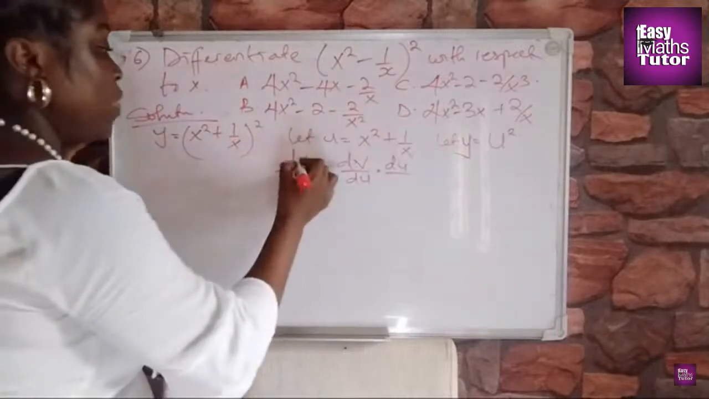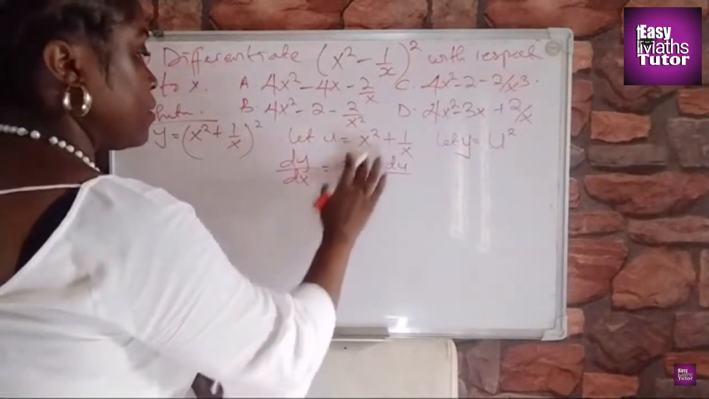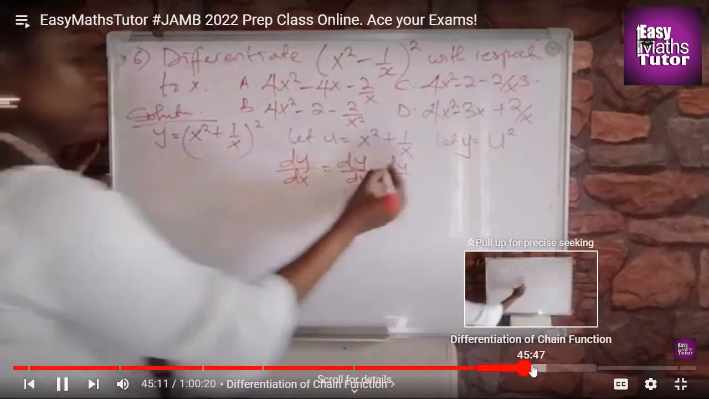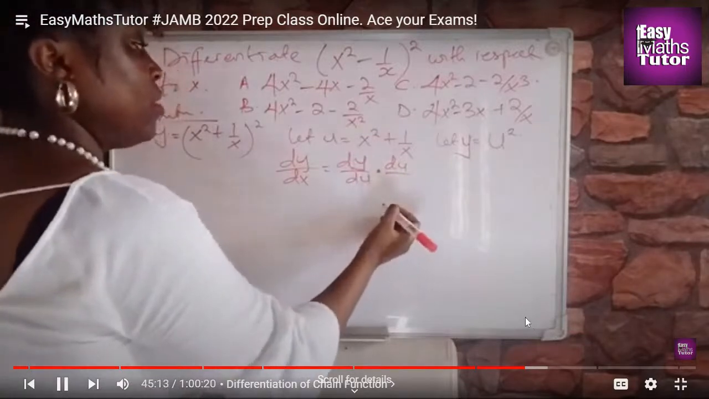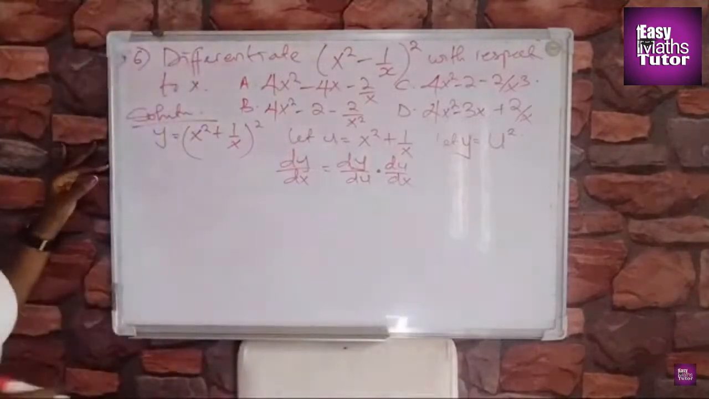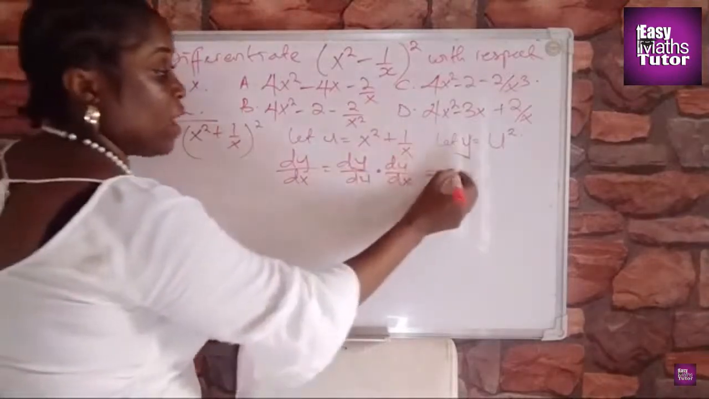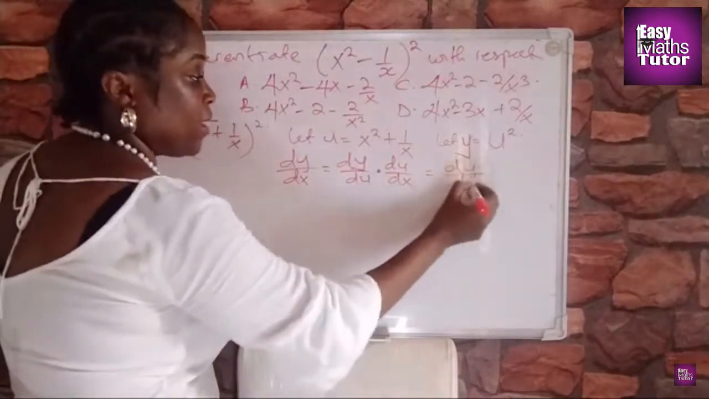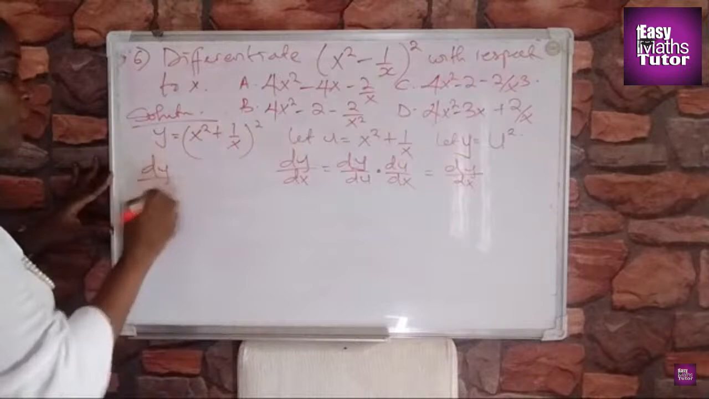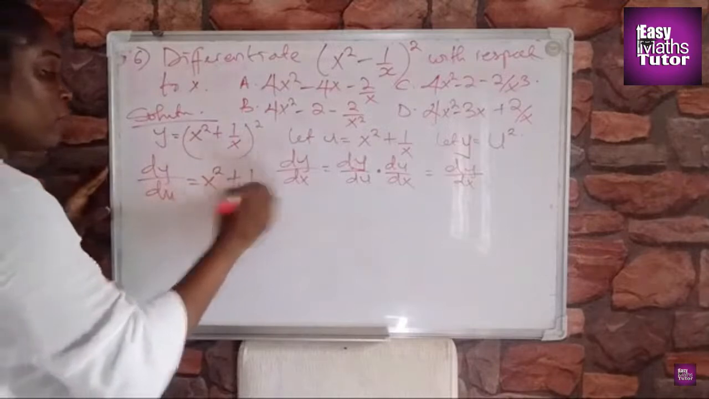So we say to find dy/dx, we'll find dy with respect to u multiplied by du with respect to x. Okay? That's how we do it. Because if you cancel this and this, you still have dy/dx. If you cancel the du, you still have dy/dx. So dy/du, where u is x squared plus 1 over x.